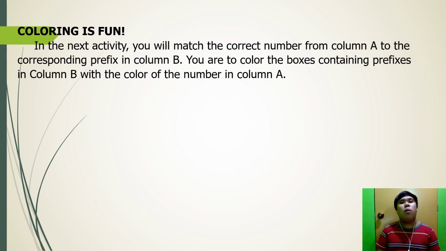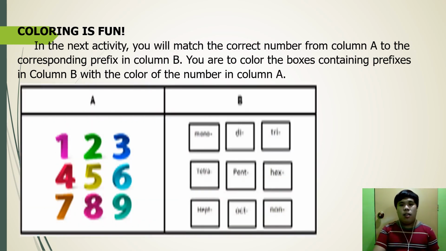In the next activity, you will match the correct number from column A to the corresponding prefix in column B. You are to color the boxes containing prefixes in column B with the color of the number in column A. Draw the boxes on your paper, then color them. For mono, which means 1, color it pink. For di, which means 2, color it green. For tri, which means 3, color it blue. Tetra, which means 4, color it red. For pent, color it yellow.